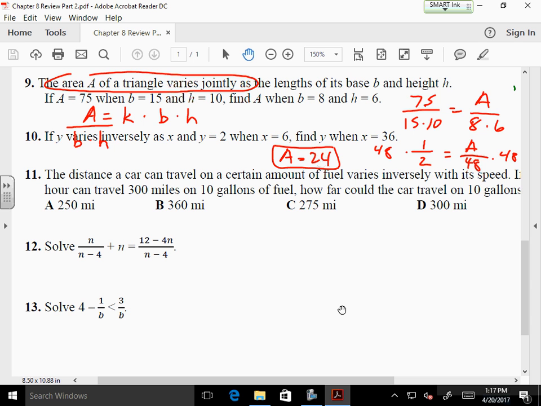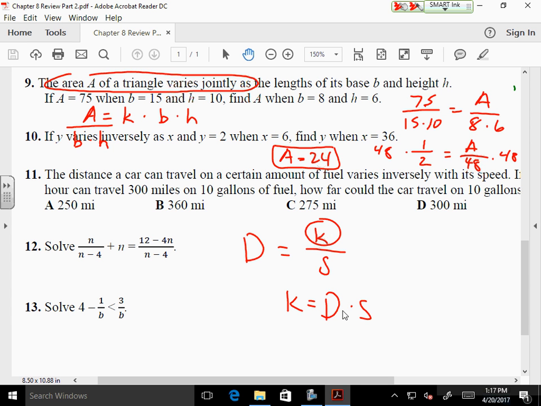Number 11. 11's kind of weird because the 10 gallons of fuel kind of throws us off. But it doesn't vary. That is not a variable, that is a constant. So if we know that the distance varies inversely with the speed, that's all we're told. It just says the gallons is constant. Then the K constant is equal to the distance times the speed.